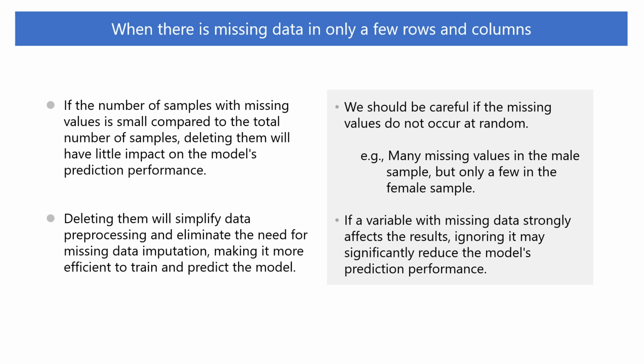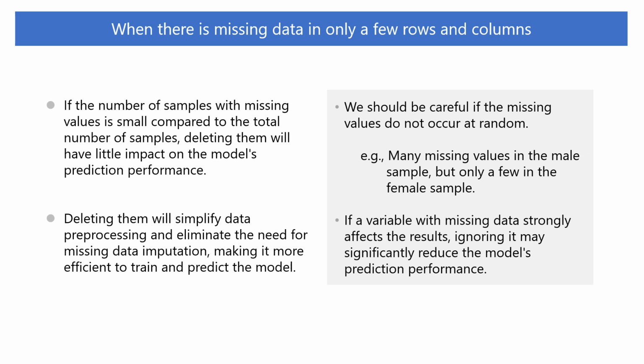If the number of samples with missing values is small compared to the total number of samples, deleting them will have little impact on the model's prediction performance. Deleting samples with missing data may be an appropriate option in this case. Deleting them will simplify data preprocessing and eliminate the need for missing data imputation, making it more efficient to train and predict a model.